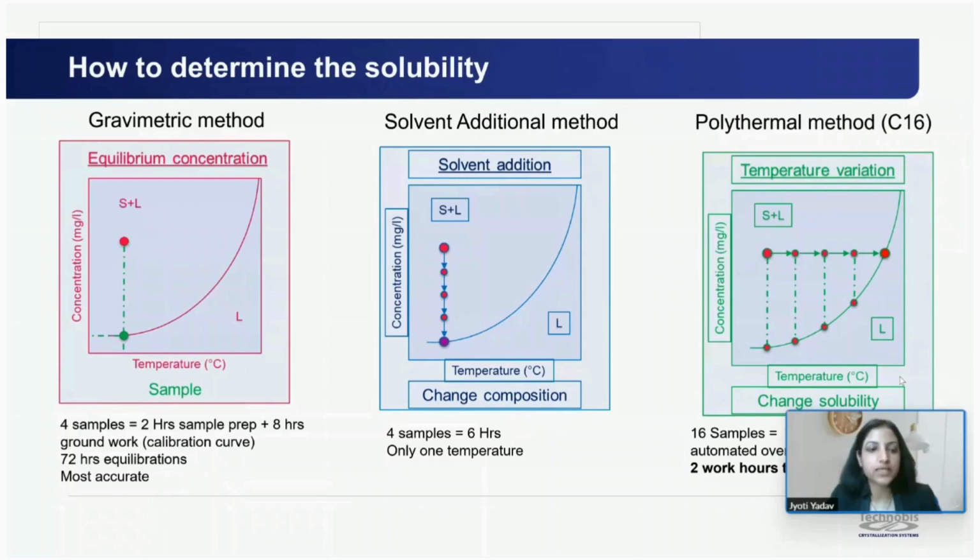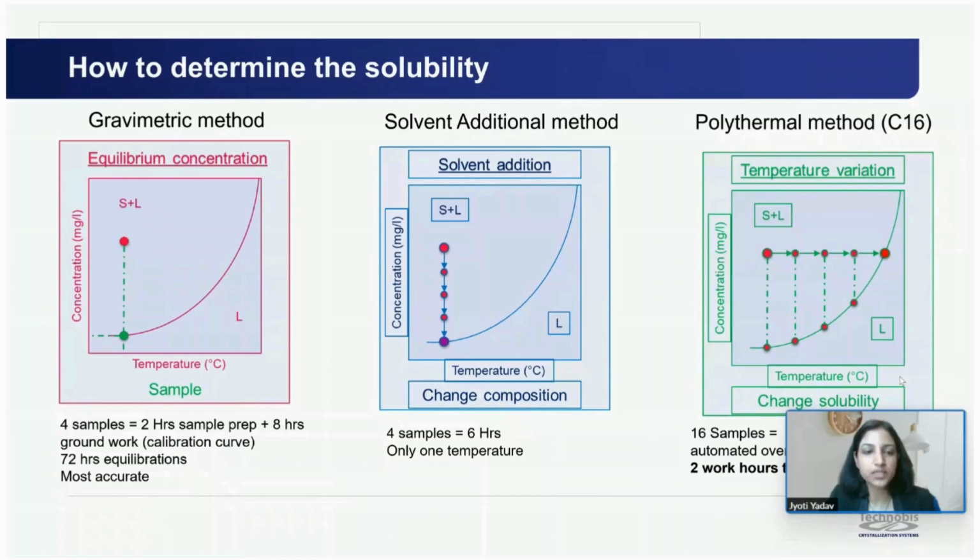Then the second is the solvent addition method, in which you add solvent dropwise. And when all the compound is dissolved, it gives you the solubility. So this method is also very time consuming, and it may not give you accurate concentrations. Then the third method is the polythermal method, or the temperature variation method, in which the temperature keeps changing. To measure solubility by this method, you add known amount of compound or material in a solvent and keep increasing the temperature. The temperature where all this compound is dissolved will give you the solubility values.